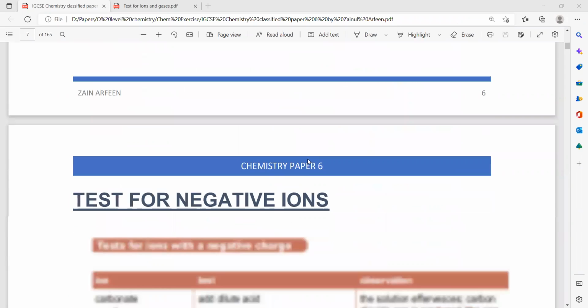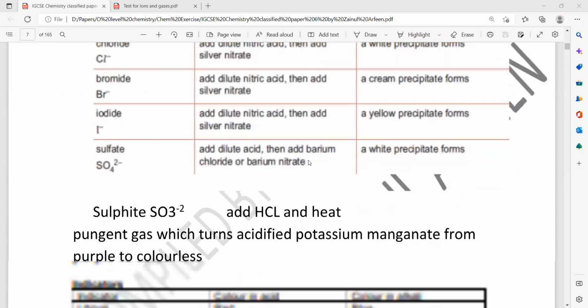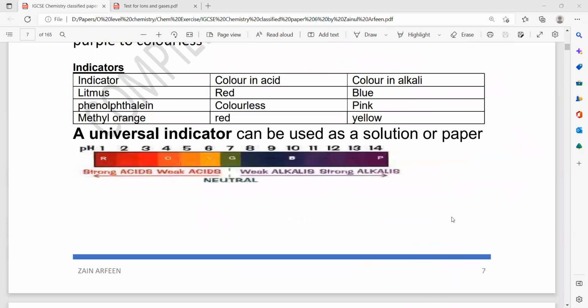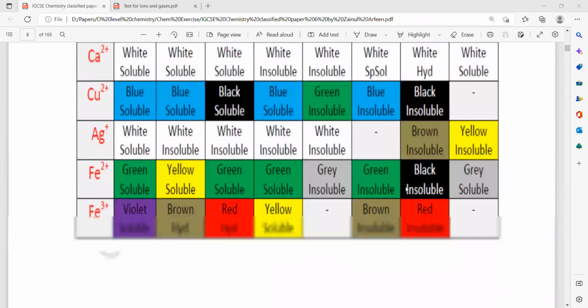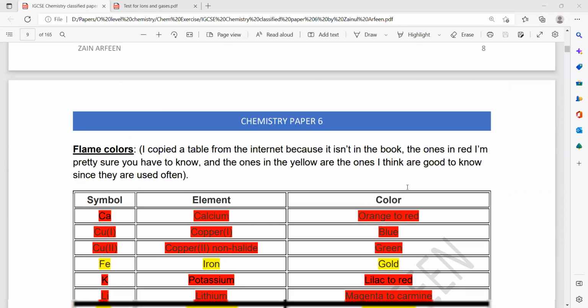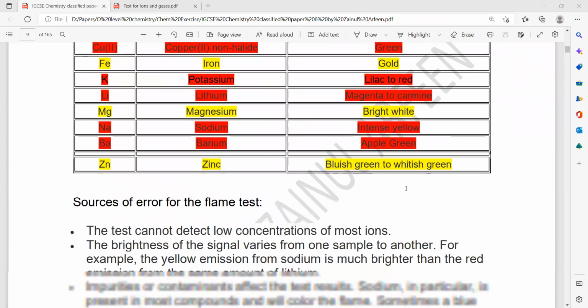You have to memorize these tables. Tests for the negative ions are there, and then the pH universal indicators, the color of different indicators in different media, and there are colored compounds as well. Then the flame test, you have to memorize certain flame colors.